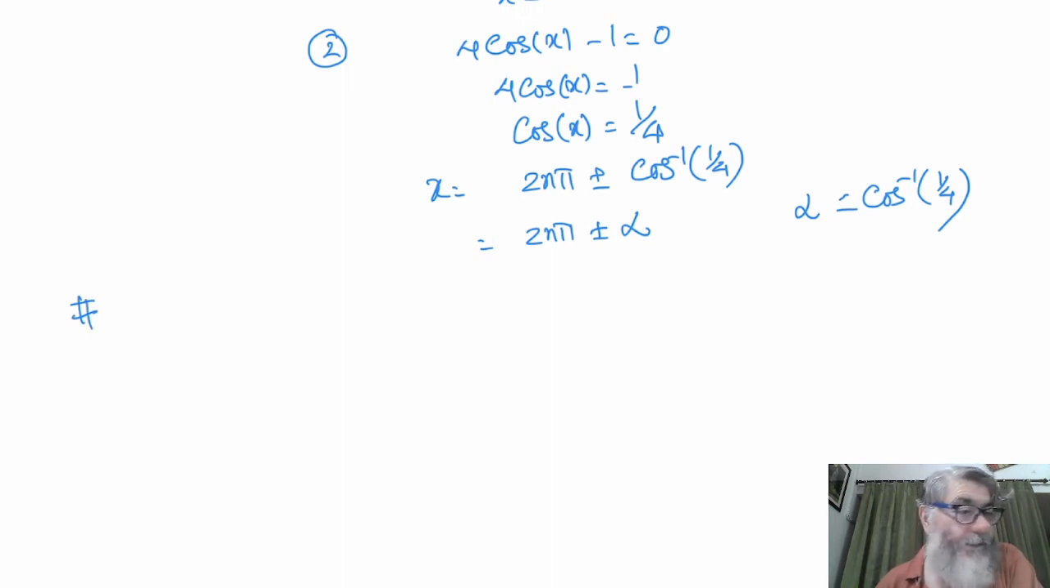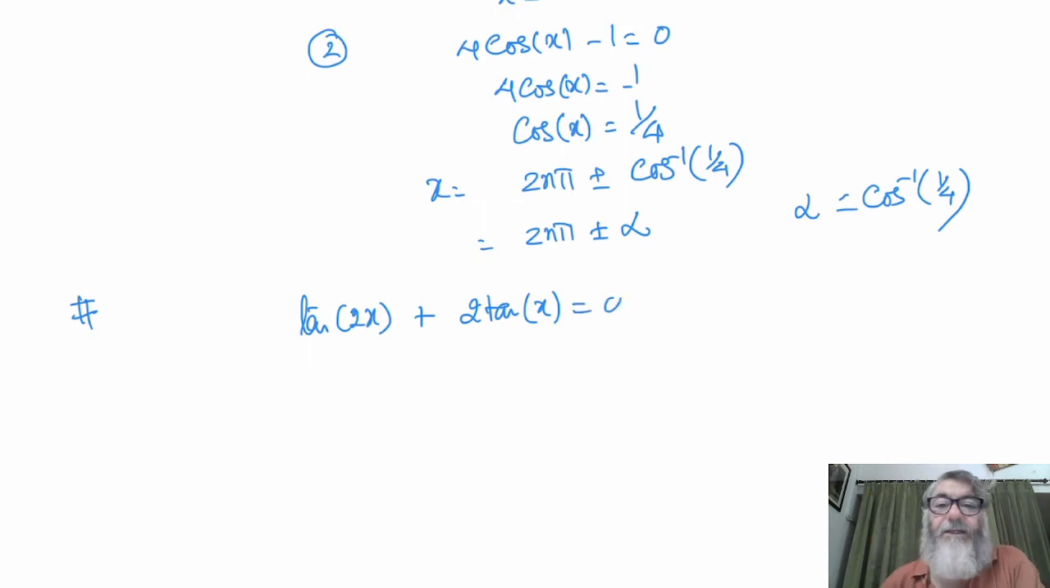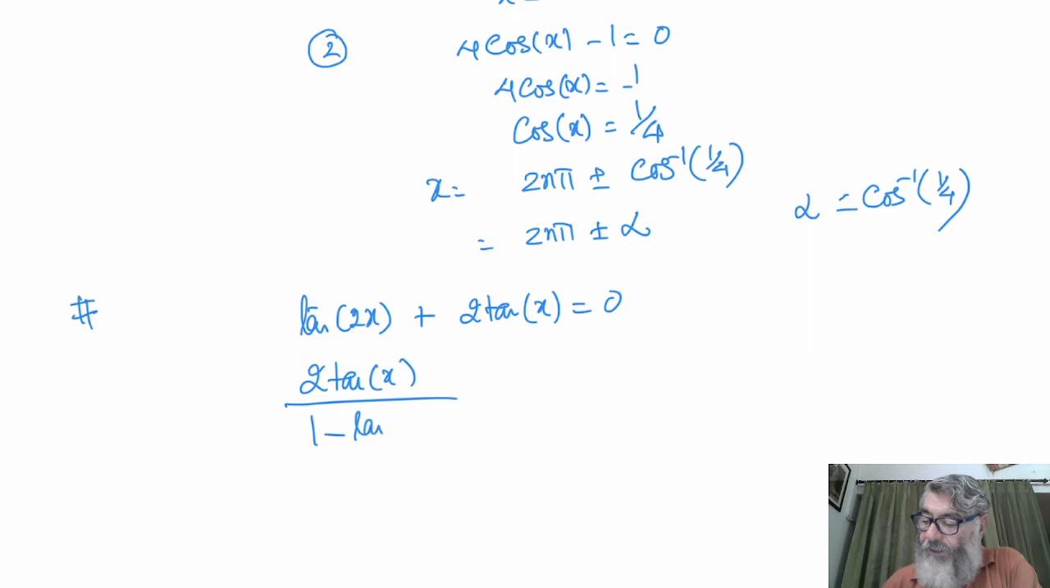Now let us see tan 2x plus 2 tan x is equal to 0. Again I am saying time and again, what we are doing is applying different formulas. Like it comes tan 2x, so we'll have to apply the tan 2x formula, which is 2 tan x upon 1 minus tan square x.